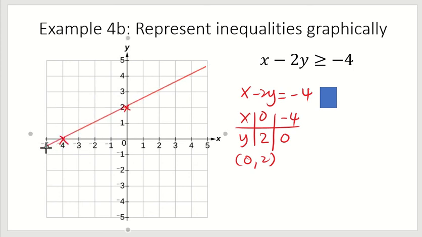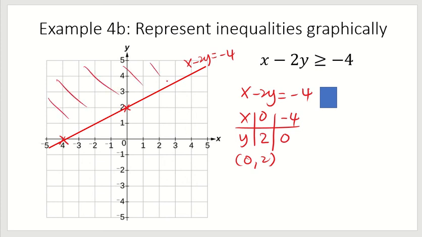Draw properly. This is the line. Okay, then how are you going to do your labeling? The label is, this line is x minus 2y equal to negative 4. Okay, now the answer, is it here? More or less? Correct or wrong?